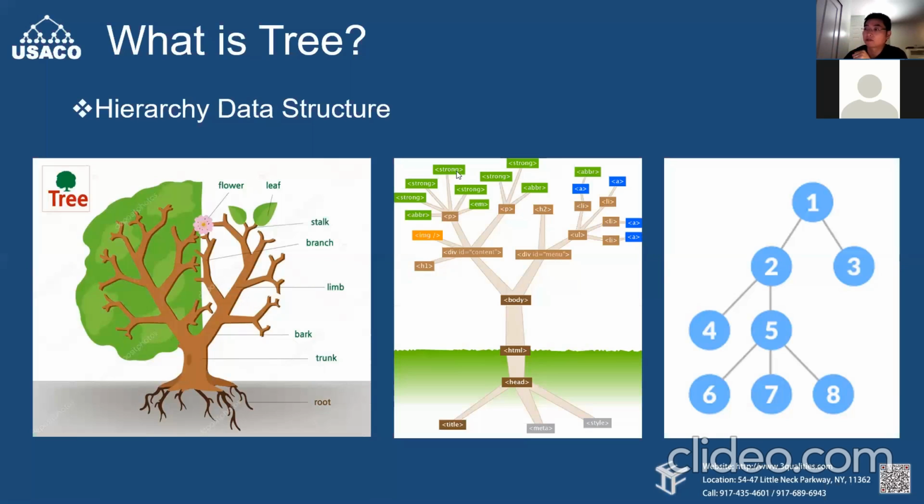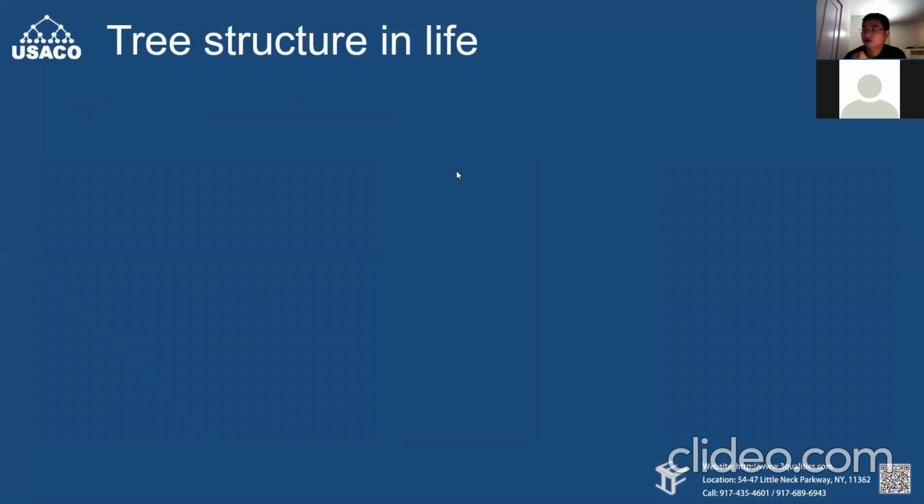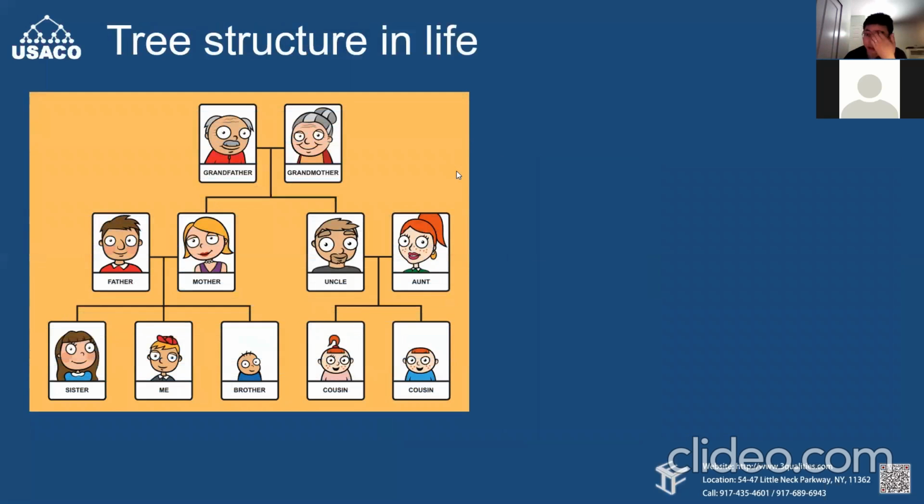Okay, so let's move to the next slide. Tree structure in life. We have lots of different examples of tree structure in life, and I'll just give you two. The first example is the family tree. We have grandfather and grandmother right on the top. This is something like the root of the whole tree. And then they have their children: the father, mother, uncle, auntie. So they expand, something like expanding the tree.